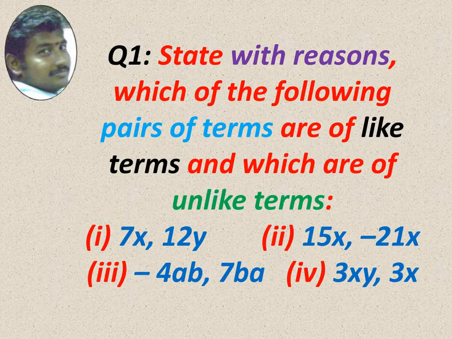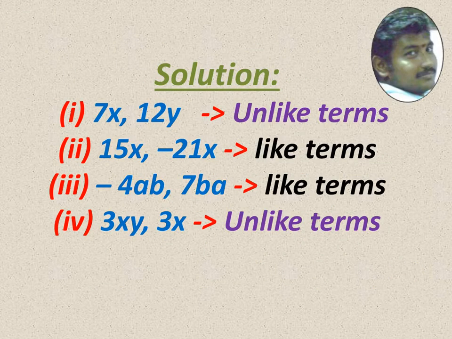Now look at the question. State with reasons which of the following pairs of terms are like terms and which are unlike terms. First one: 7x, 12y. They are unlike terms. 15x, minus 25x. Both have x as a factor, so the same factor, so like terms.